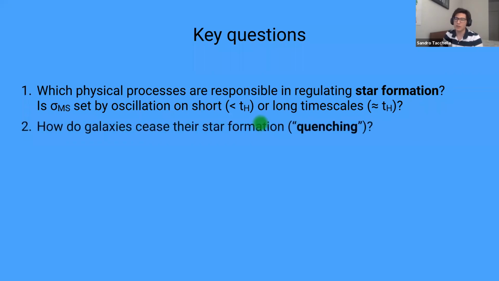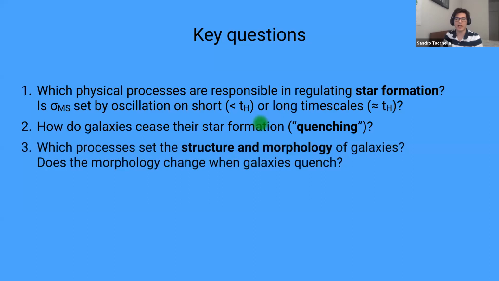Then a second question will be, of course, related to quenching, to the cessation of star formation. We have seen before we have blue galaxies, but we also have a lot of red galaxies. So how do galaxies basically cease their star formation is one of the big open questions in galaxy evolution. And the third question is, how is this all related to structure and the morphology of galaxies? So how are we able to make slow and fast rotators, early type galaxies, as well as spiral galaxies?